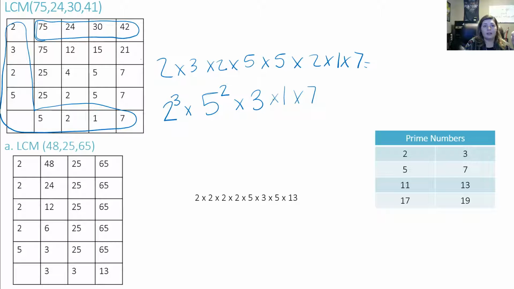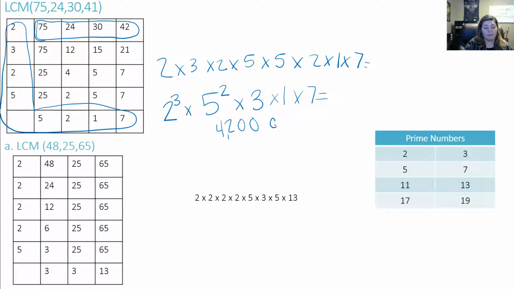So this right here is the same thing as that. It's just in a little bit of a prettier form, if you will. So what this would be called here is the prime power form. Okay, so after we get the prime power form, what we're going to do from there is actually do the equation. So you can type this into your calculator or you can do it by hand. Either way, you're going to get this number here, which is 4,200.